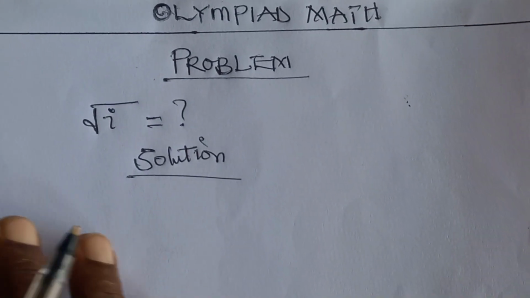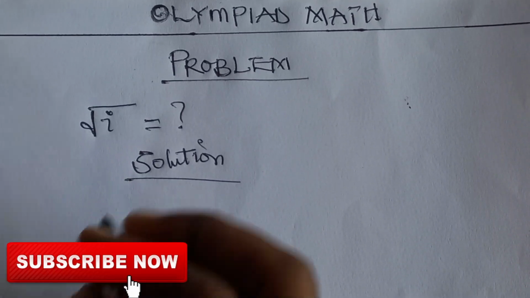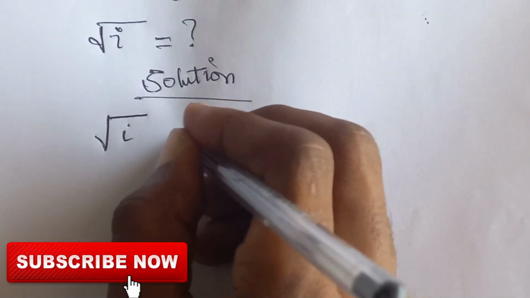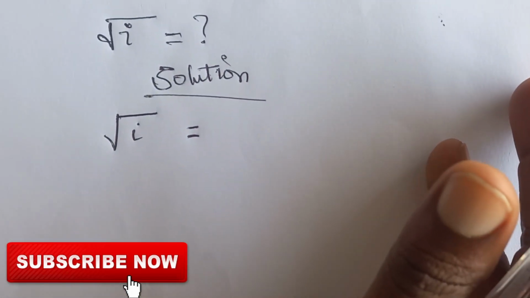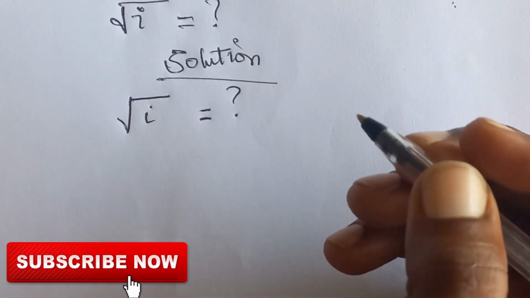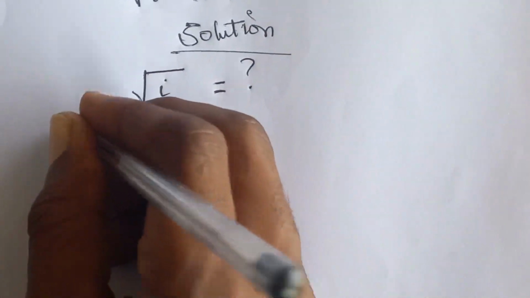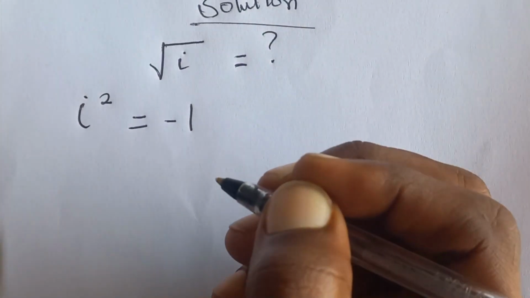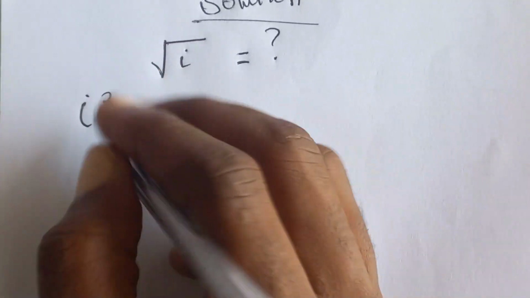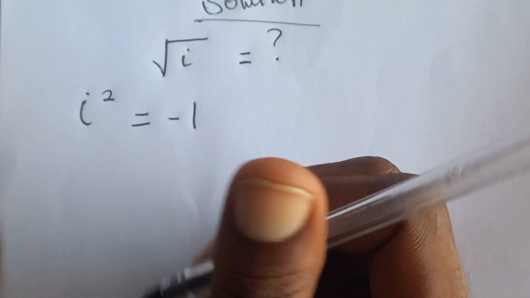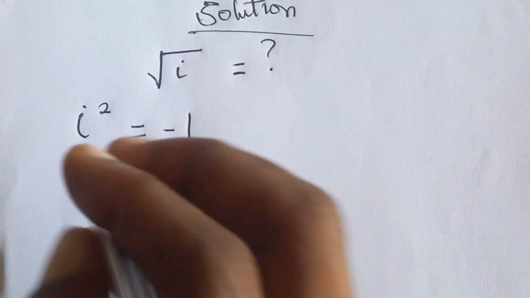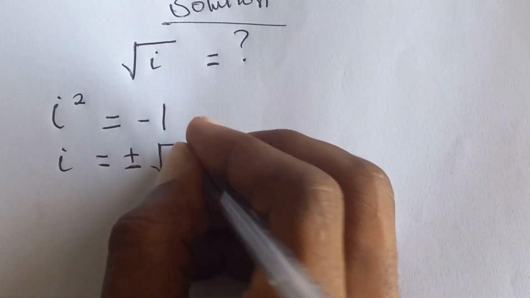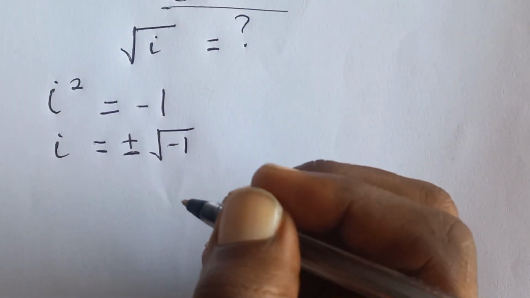Today we are looking at this Olympiad math question: the square root of i. First of all, we know that i squared is equal to -1. With this, we want to solve for i, so we know that i will be equal to plus or minus the square root of -1.